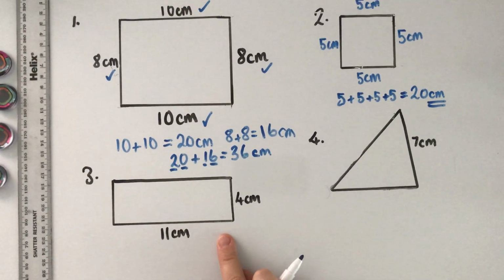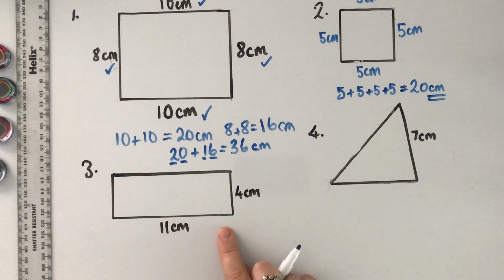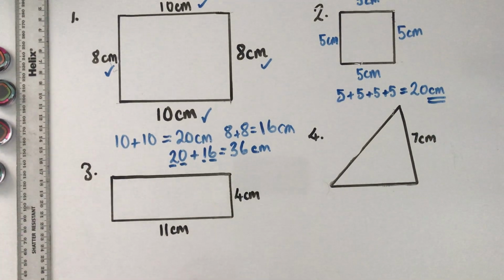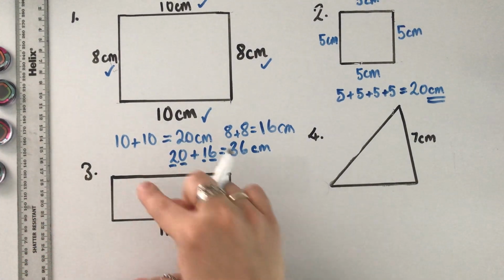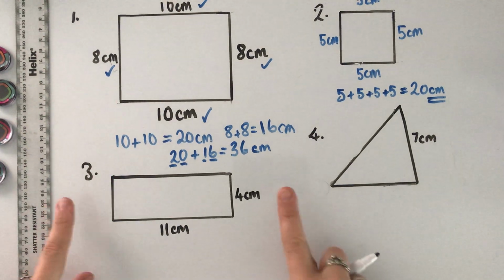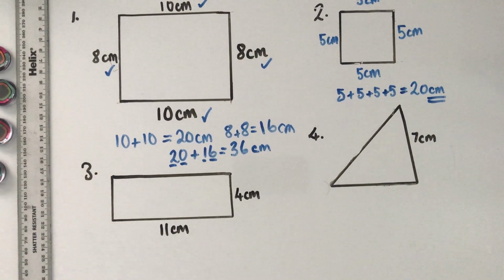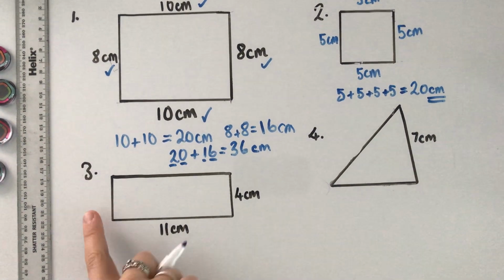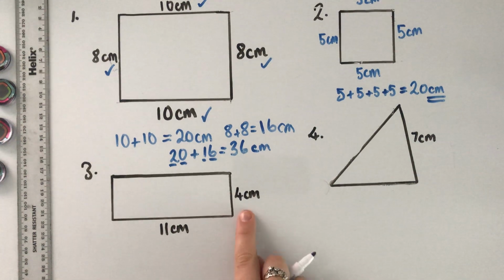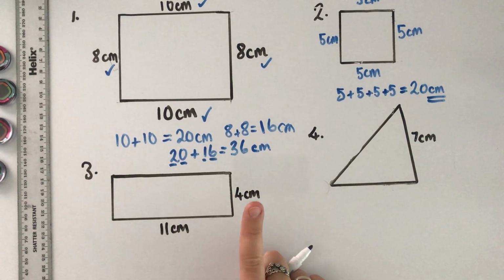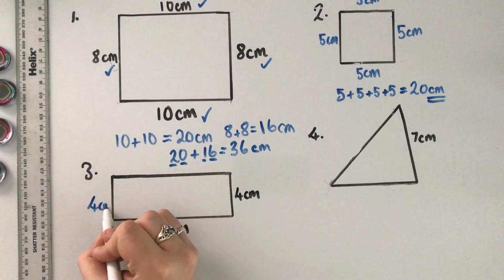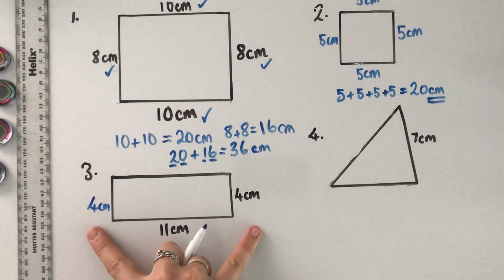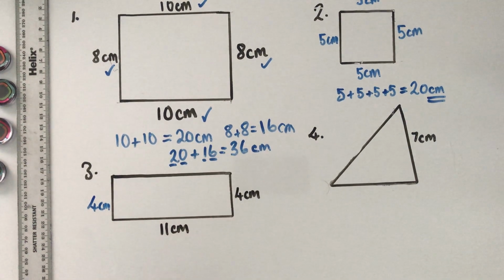Now this one, what do you think this shape is? Can anyone tell me? Yeah, it's a rectangle. Now a rectangle has 2 shorter sides and 2 longer sides. The 2 shorter sides are the same length and the 2 longer sides are the same length. Did you know that? So we don't need to worry about measuring this side because we've got the measurement here. So 4 centimetres. This one is going to be 4 centimetres because in a rectangle, the 2 shorter sides are the same length and the 2 longer sides are the same length.